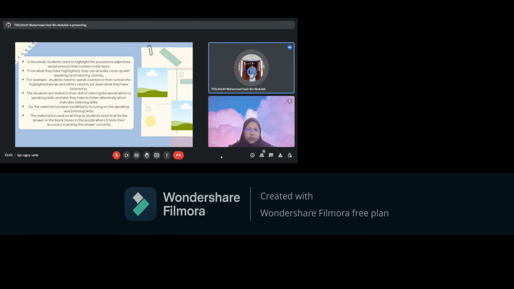And the material focuses on writing as students need to write their answer in the blank boxes in the browser, where it tests their accuracy in writing the answer correctly. So as explained before, our teaching materials can be a speaking activity, a listening activity, and also a writing activity. So that's what we call the impacts on the English skills. Move on to the next slide.